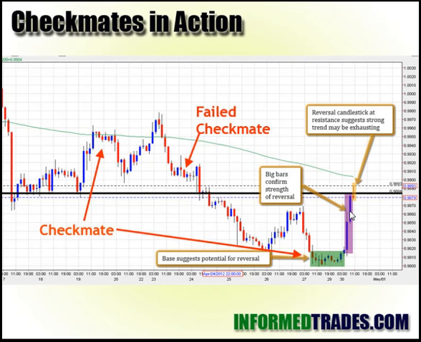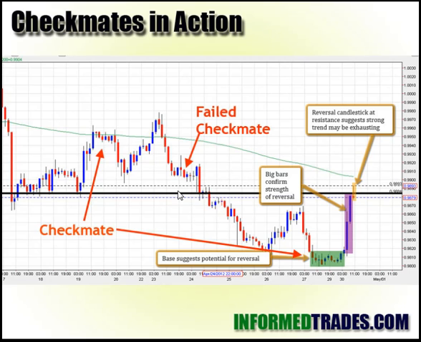Then we get a couple big bars. Once those big bars come in, you can start looking for when the trend is starting to consolidate. And if you start to see consolidation and reversal candlestick patterns at a resistance level, then you have an argument that another checkmate has occurred.